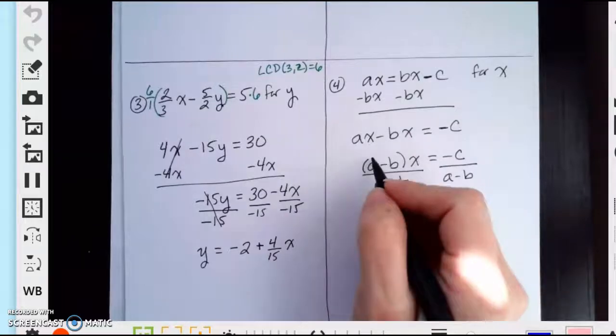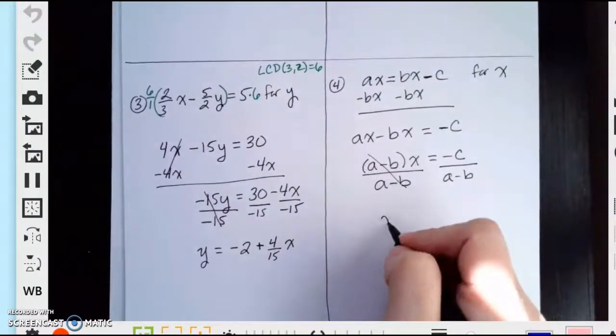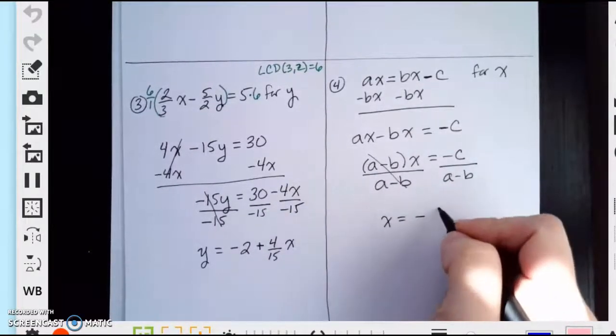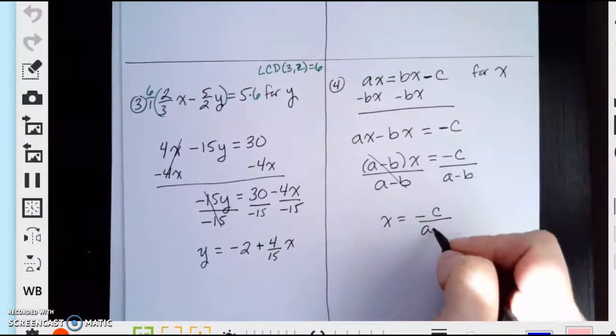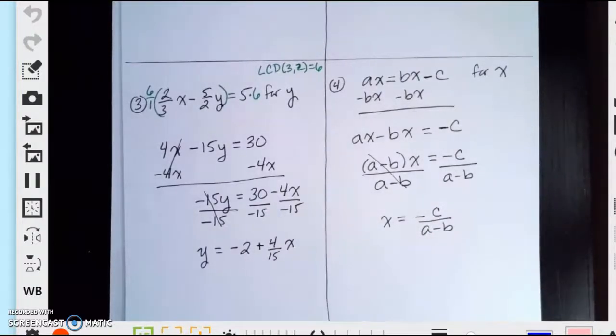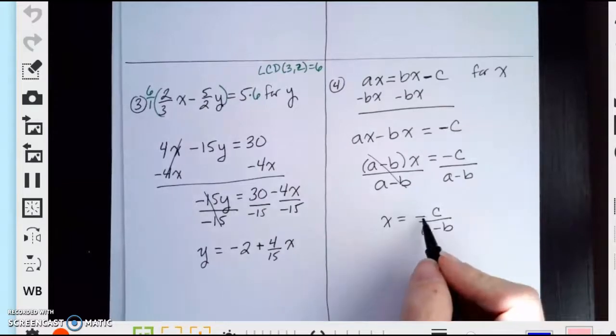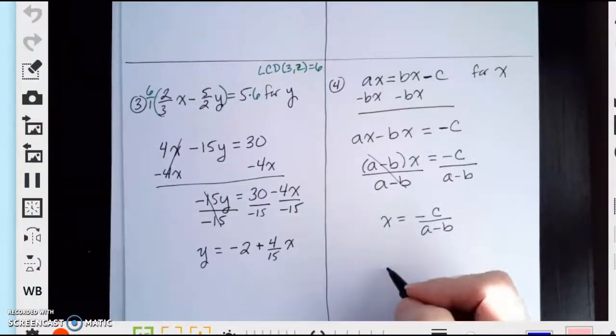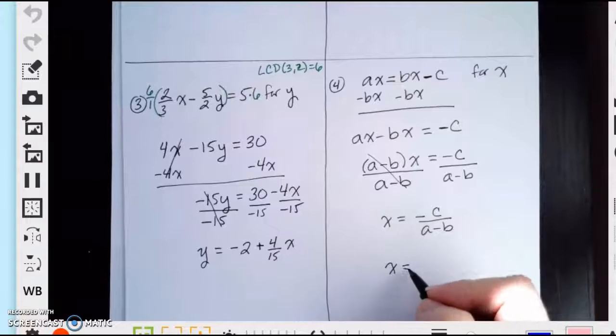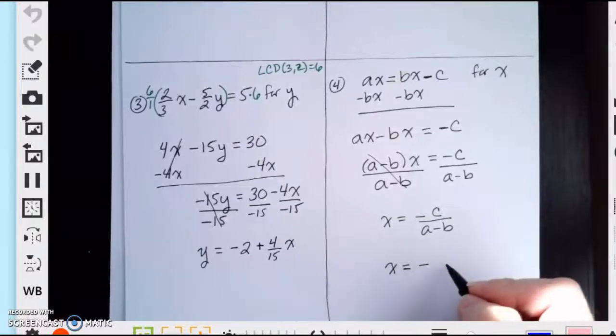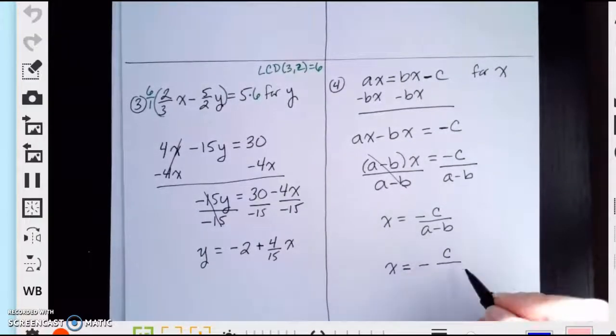Just to clean this up, the a minus b's cancel, and I have x equals negative c over a minus b. Often when we have a negative fraction, we write the negative in front of the fraction instead of putting it in the numerator. So negative, fraction bar, with a c in the numerator and a minus b in the denominator.